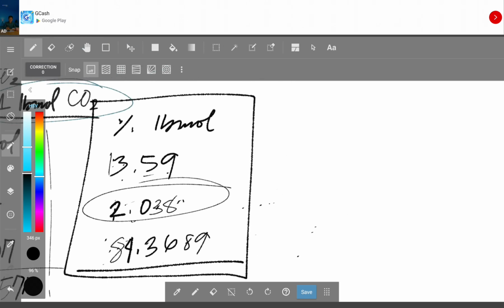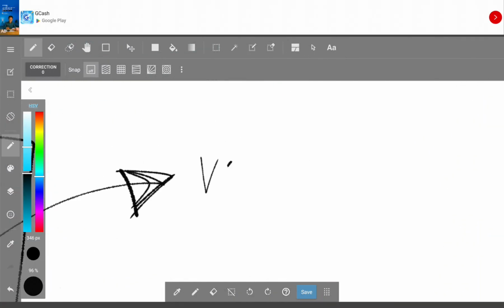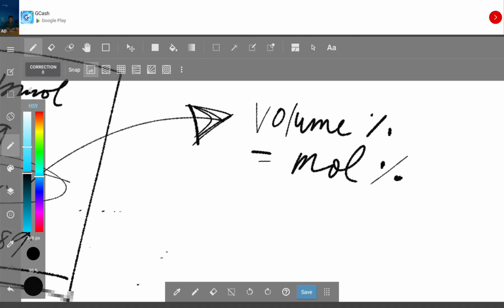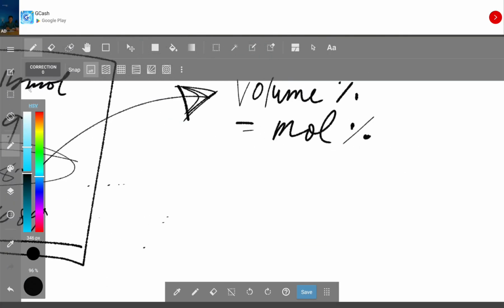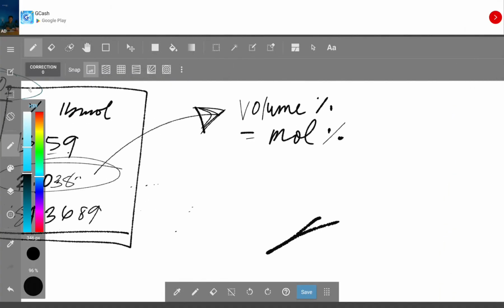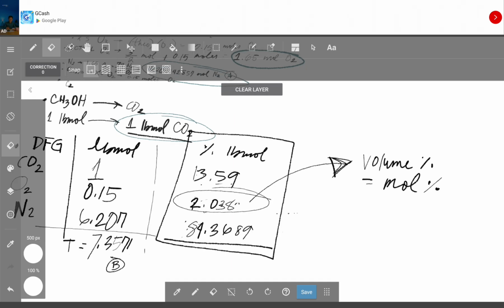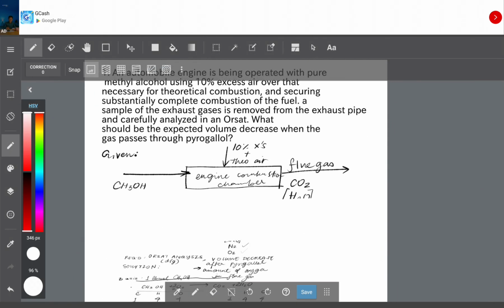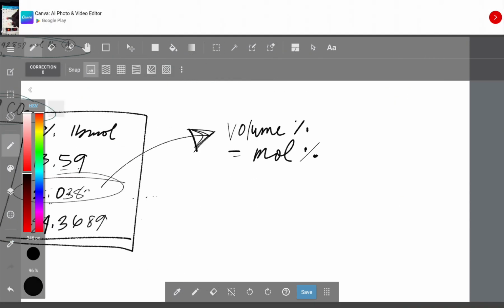This is the answer. So you might be asking, but it says volume. Well, in the flue gas analysis, the volume percentage is just equal to the mole percentage, because we assume that the flue gas components behave as an ideal gas mixture, meaning Avogadro's law applies, which states that equal volumes of gases at the same temperature and pressure contain an equal number of moles. So this is why the mole fraction is equal to the volume fraction. So this is our answer. This is the volume decrease, 2.04, because that is our oxygen percentage.